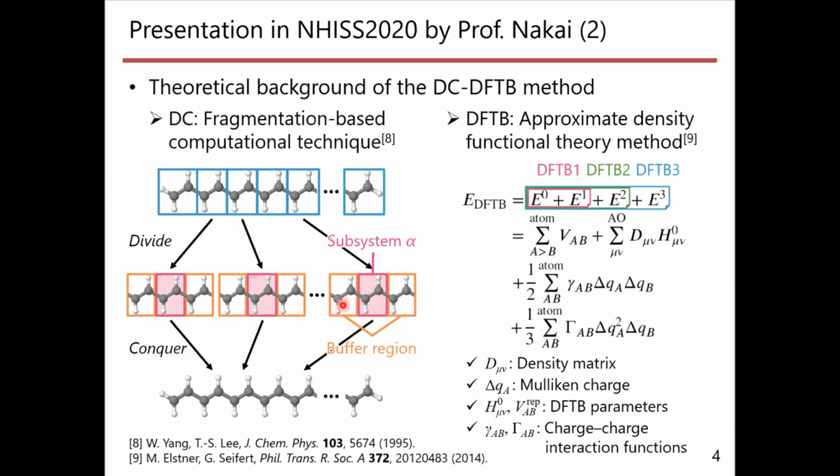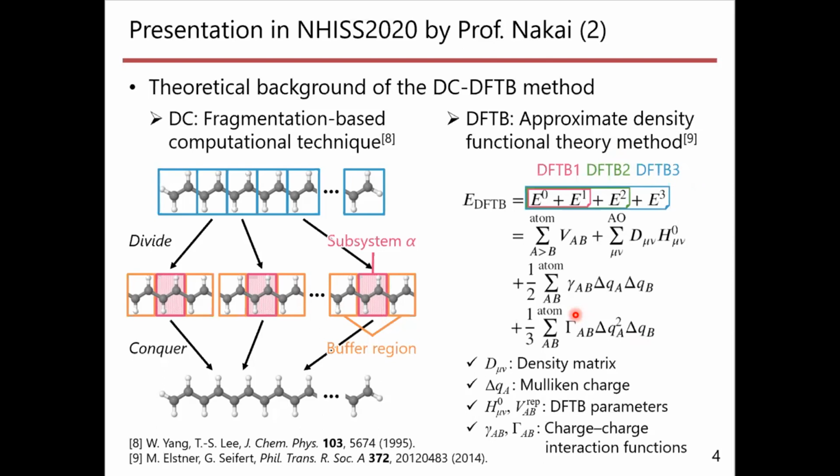So in his last presentation, the theoretical background of the DCDFTB method was explained. In short, divide and conquer is one of the fragmentation-based computational techniques for reducing the computational cost and for achieving linear scaling with respect to system size. The entire system is divided into so-called subsystems without mutual overlap, for example, shown as this red square region in the case of four molecules, and each subsystem is augmented with the buffer region, shown as the orange square region, to mitigate the accuracy deterioration due to the fragmentation.